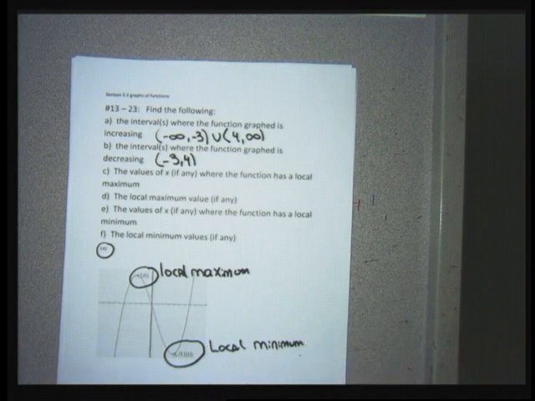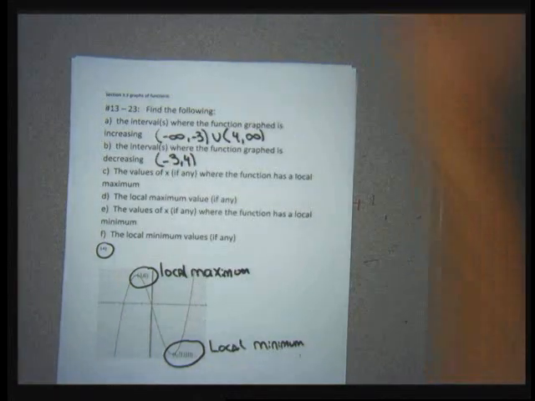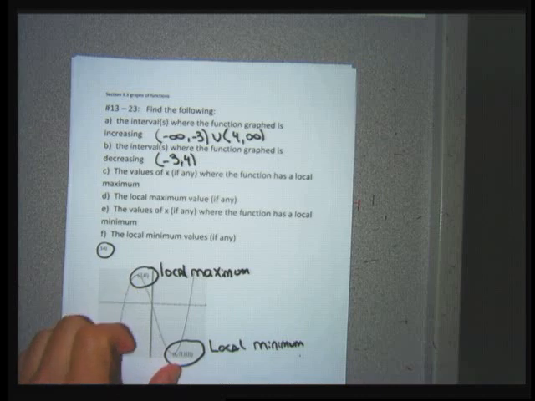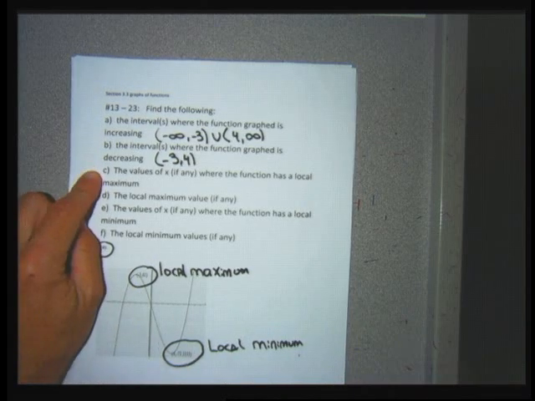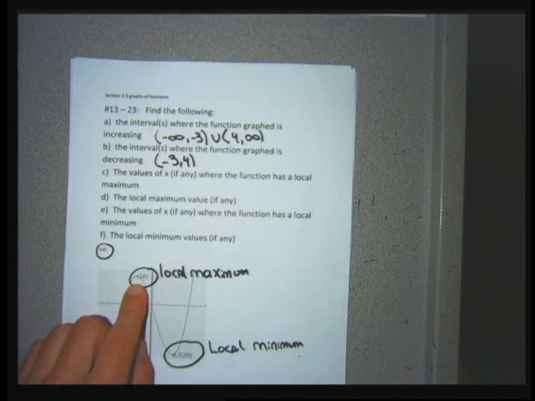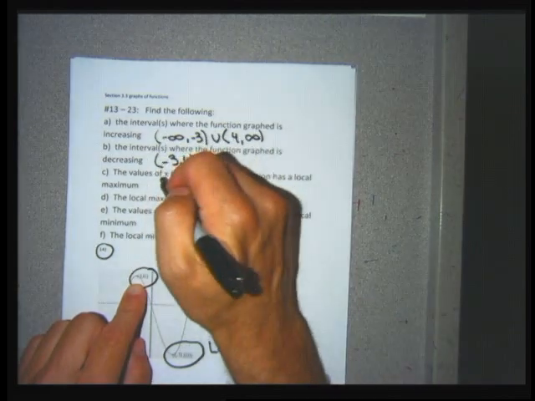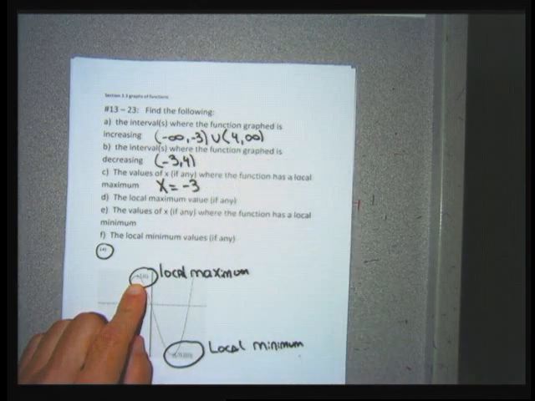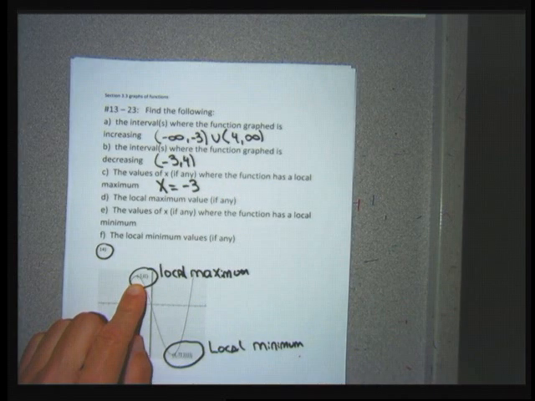So C, D, E, and F have me look at the peaks and the valleys of the graph. Peaks of the graph are called local maximums. Valleys of the graph are called local minimums. And part C, find the x values where the graph has a local maximum. Well, the graph has a local maximum at that point, negative 3 comma 41. So the x value of where it has a local maximum is negative 3.